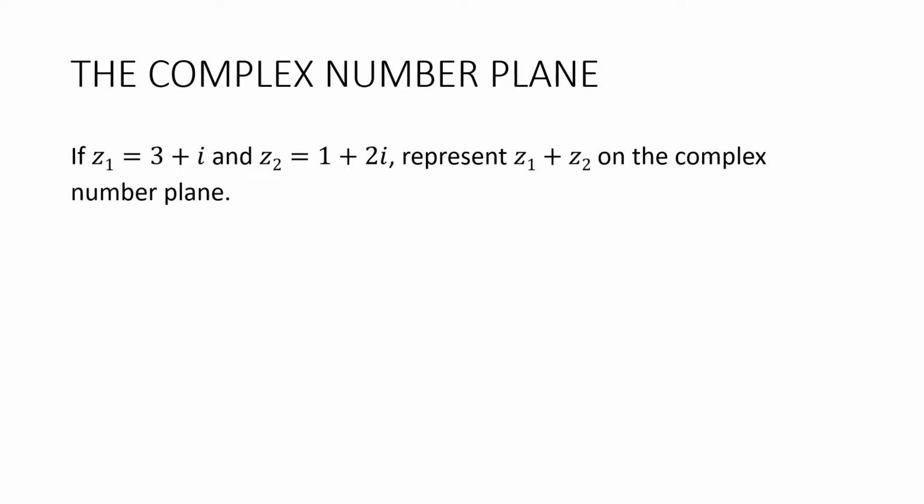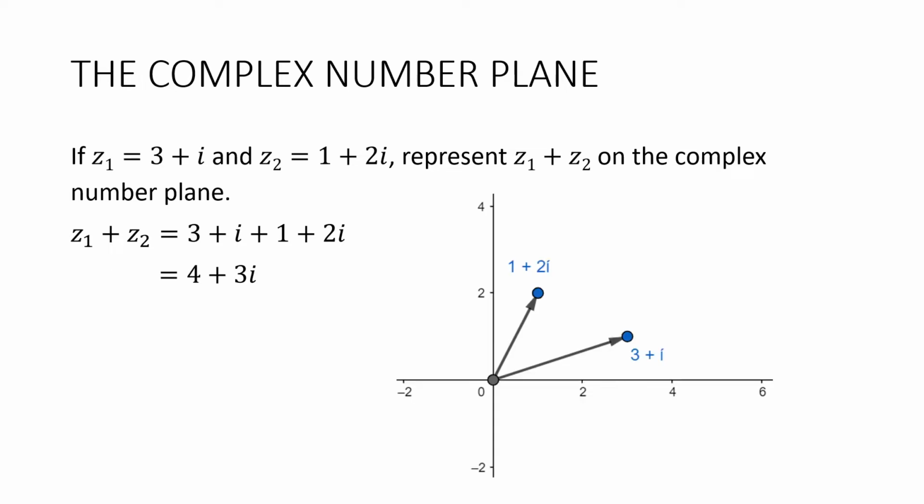All right, let's return to this question that we looked at before. If z1 is equal to 3 plus i and z2 is equal to 1 plus 2i, represent z1 plus z2 on the complex number plane. So one thing we can do is just add those together. We know how to do this. We add the real parts, we add the imaginary parts. So z1 plus z2 is 4 plus 3i. Or we can do vector addition. So there's the two vectors, and finding the combined displacement, we get the same answer, 4 plus 3i.